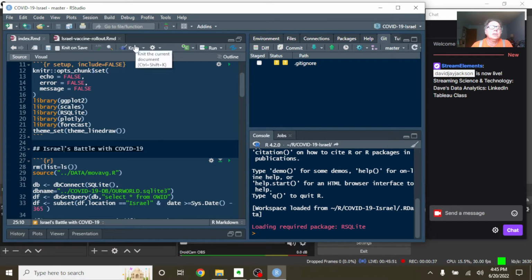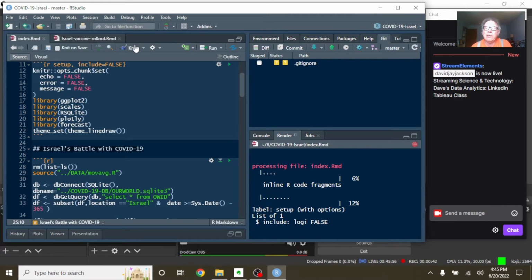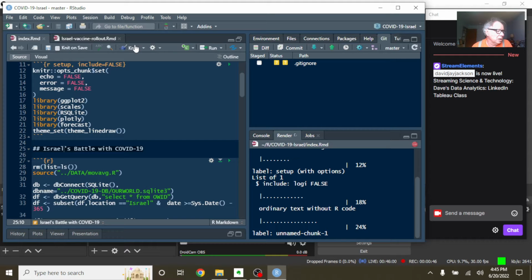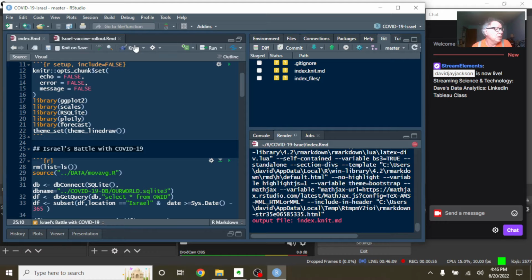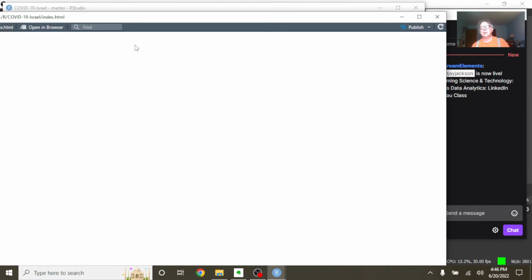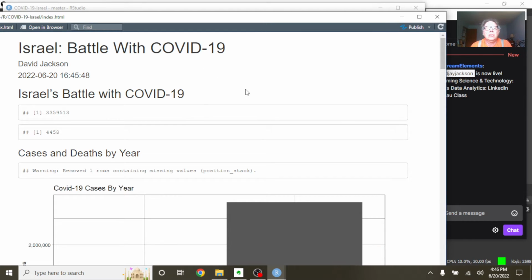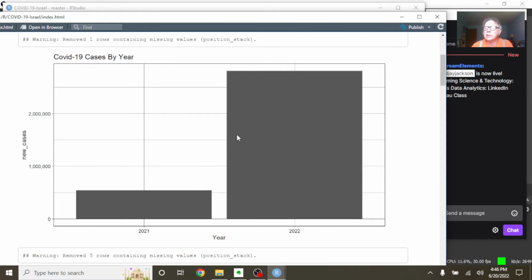Okay, and let's get this show on the road here now. As always, we're looking at the most recent 365 days worth of data. And you can see here, Israel, for the past 365 days, 3.3 million cases, 4,458 deaths. You can see Sweden on the mind today.